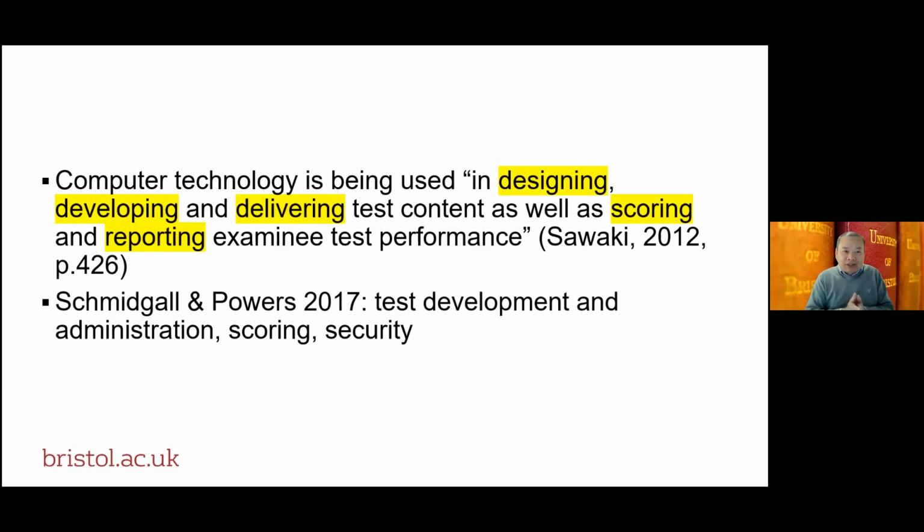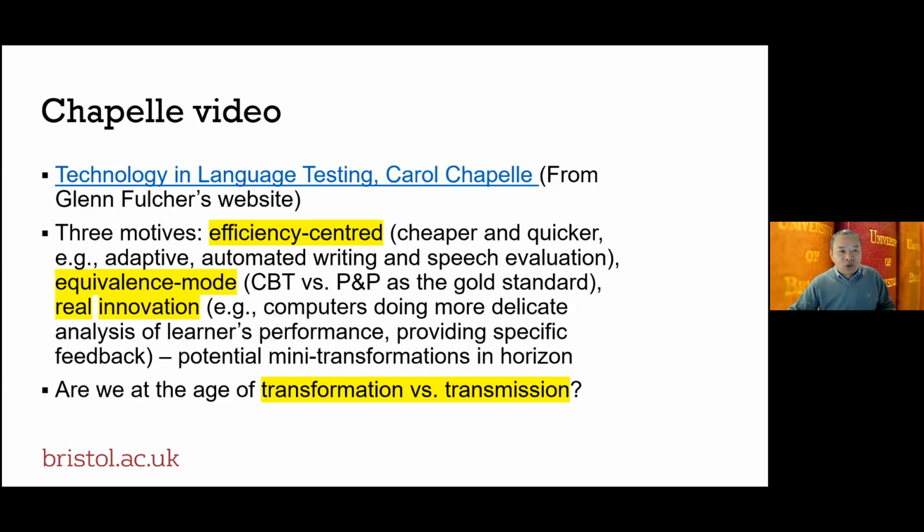But apparently, computer technology is changing the way we deliver tests, design tests, score and report test performance, and so on. In Carol Chapelle's work, this is the slide I used earlier in the pre-conference symposium. Carol said there are three motivations for using technology. One is efficiency-based: cheaper and quicker, automated writing and speech evaluation, adaptive tests, and so on.